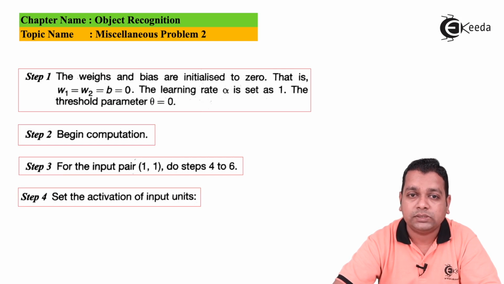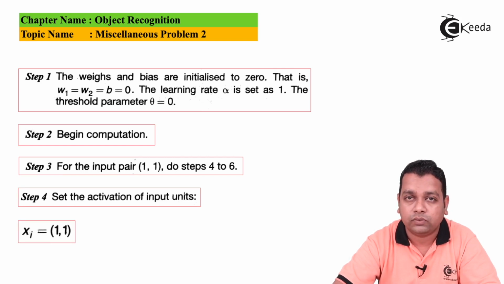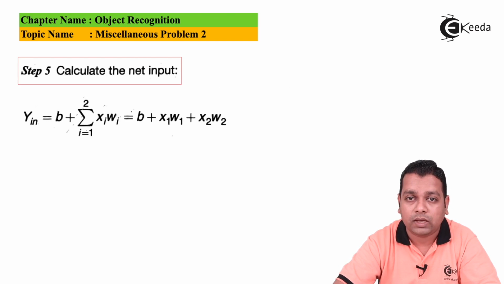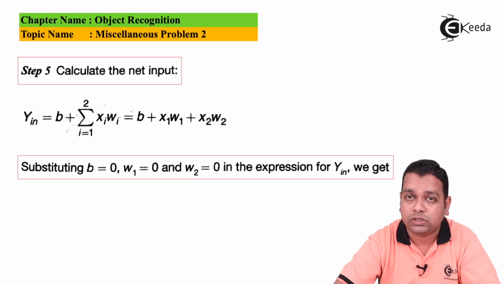So step number 4 is to set the activation of the input units. So here we make xi equal to 1, 1. Then we have step number 5 after 4, that is calculation of the net input. So we make y_in equal to b plus the summation over i equal to 1 to 2 of xi times wi. So this is equal to b plus x1 w1 plus x2 w2. Now we make the substitutions, b equal to 0, w1 equal to 0 and w2 also equal to 0. So in the expression of y_in we obtain y_in equal to 0.